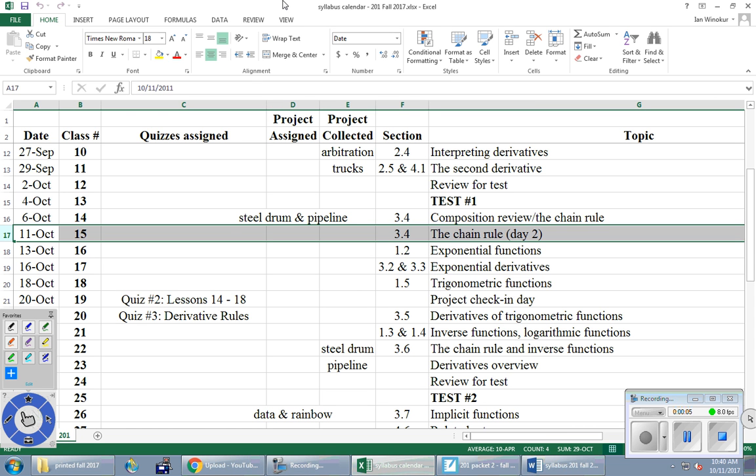Today is Wednesday. We are covering the chain rule day 2. Hopefully you are actively working on the steel drum and pipeline projects. Let me know if you have questions on those. We've got some quizzes coming up. Both of them are take-home quizzes. We'll talk about them as we get closer. Any questions on the calendar?